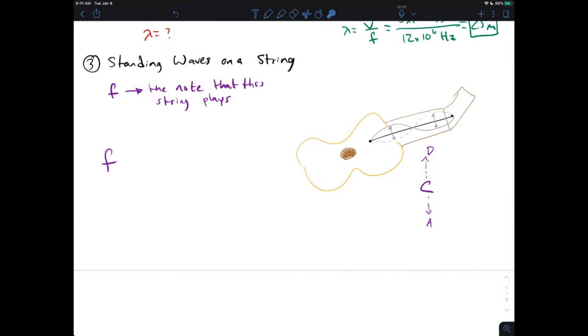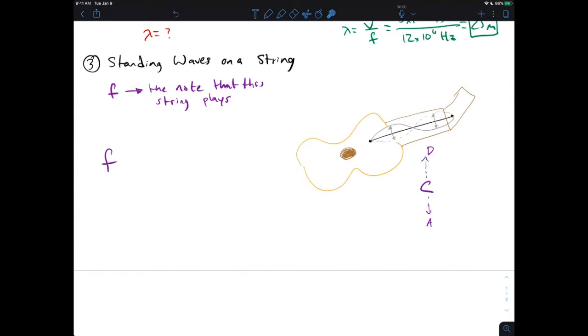Does it depend on what part of the string you play? I don't think so. Actually, that's a really good question. I've got some good suggestions. If I have a string here and I play right here versus right here, you actually see that the same note comes out. It doesn't matter if you pluck the string of a guitar up here or down here, it'll play the same note.